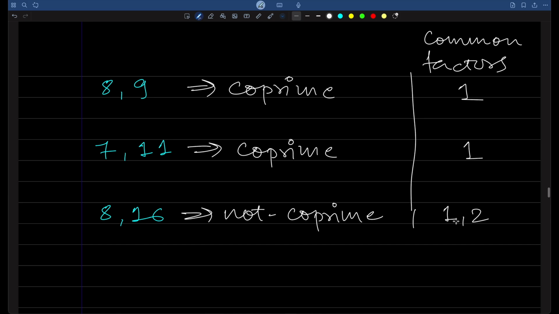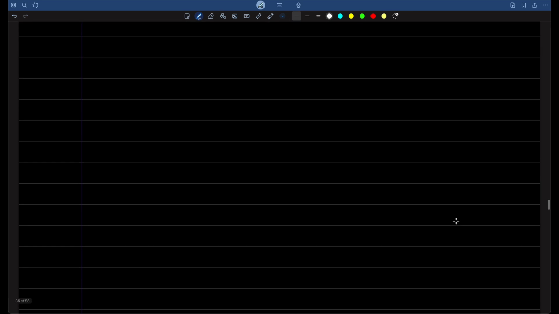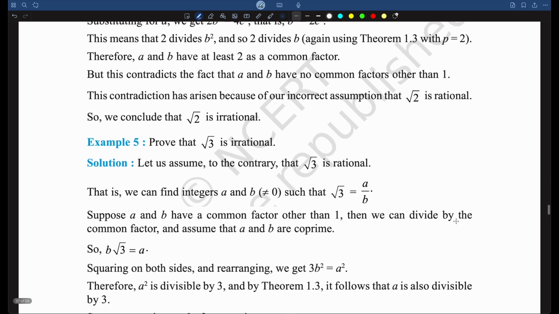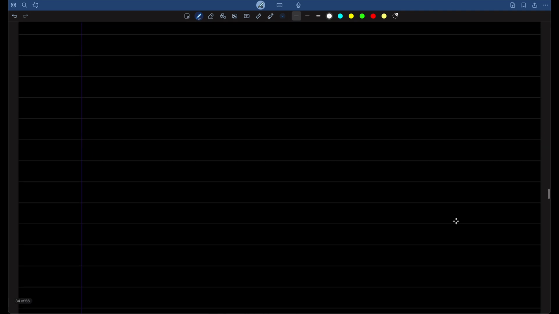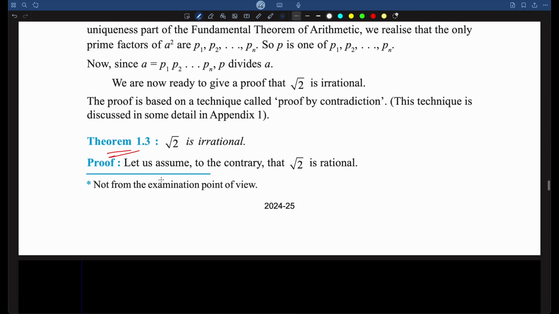Next lecture we will see theorem 1.3, that is root 2 is irrational.